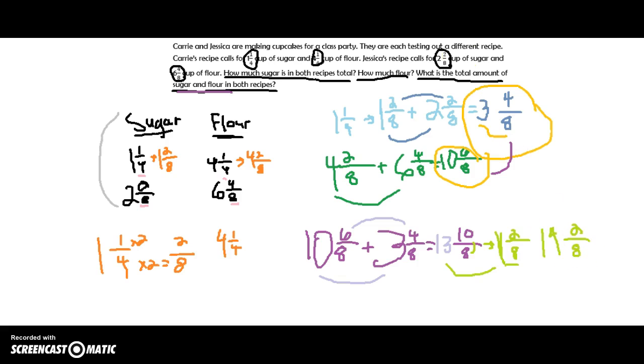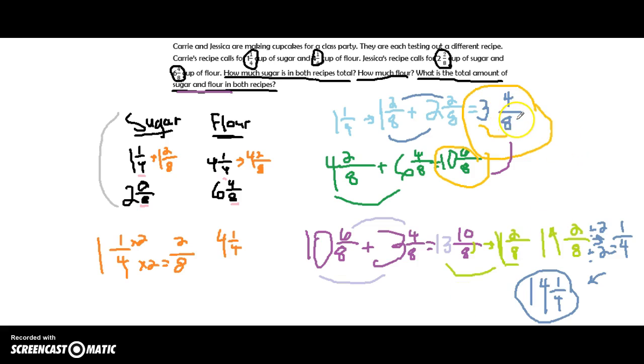But we still need to simplify. So 8 divided by 2 would be 4. And 2 divided by 2 would be 1. So your final answer would be 14 and 1/4. So our three answers, so for the total sugar is 3 and 4/8, the total flour is 10 and 6/8, and the total of both is 14 and 1/4.